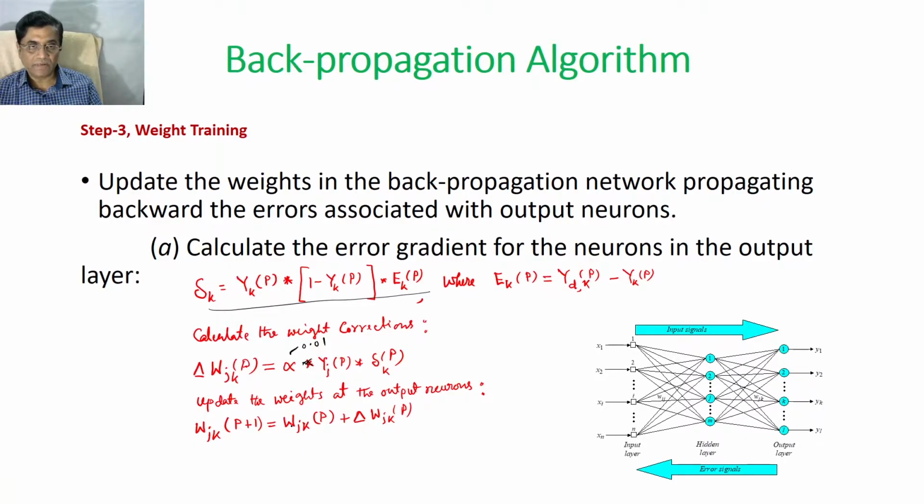Then you can calculate the weight parameters in the next epoch: wjk equals the earlier epoch wjk plus delta wjk. This is the delta learning rule. The same we are following here.